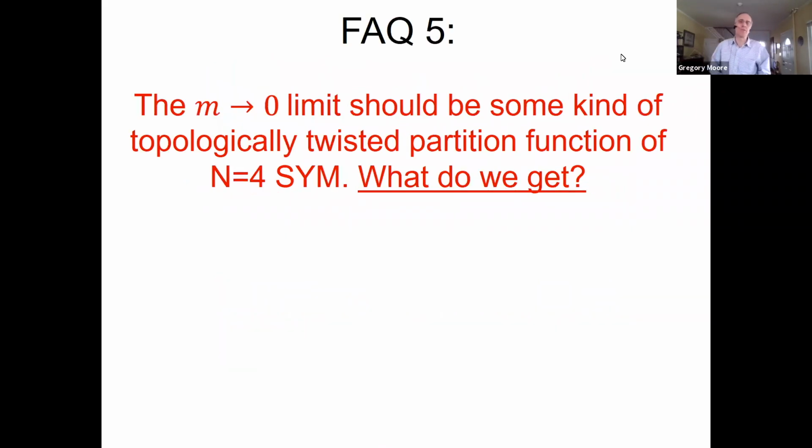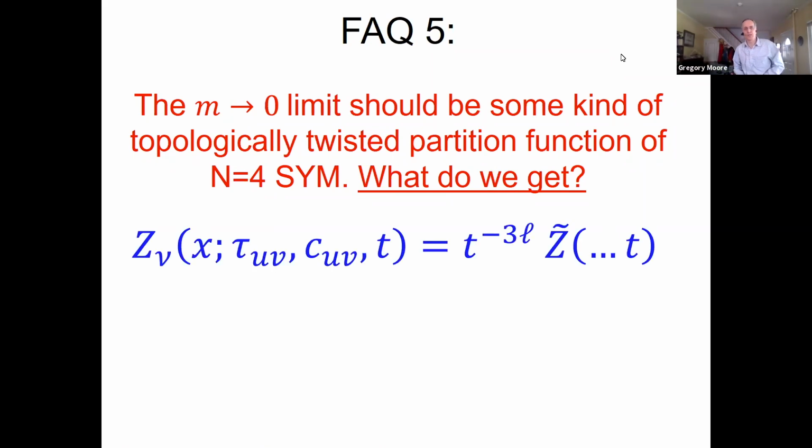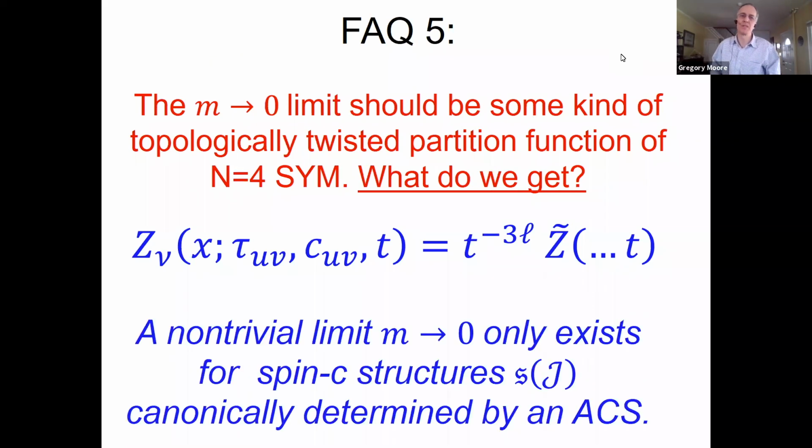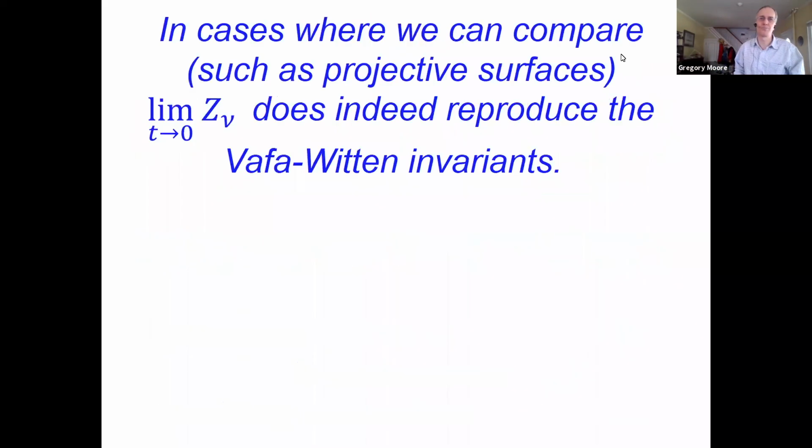Finally, the m to zero limit should be some kind of topologically twisted partition function of N equals four super Yang-Mills. So what do we get? Well, the t or mass dependence turns out to look like this. There's an overall factor of t to the minus three l times a function Z tilde, which has a good t goes to zero limit. So it's going to blow up or go to zero unless little l is equal to zero. So a non-trivial limit only exists when the spin-C structures are determined by an almost complex structure.